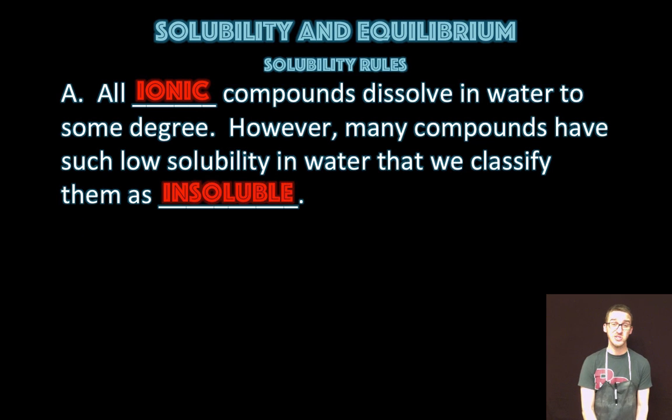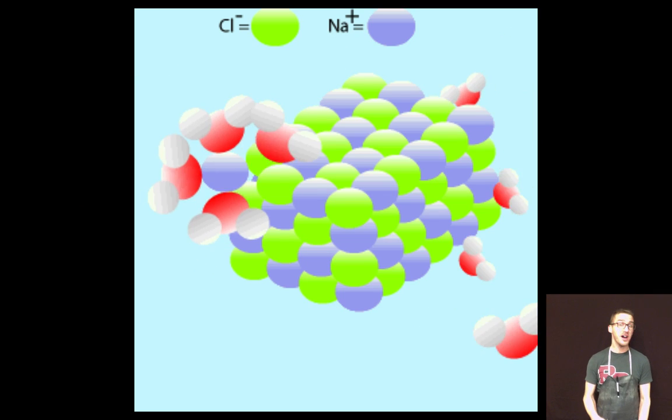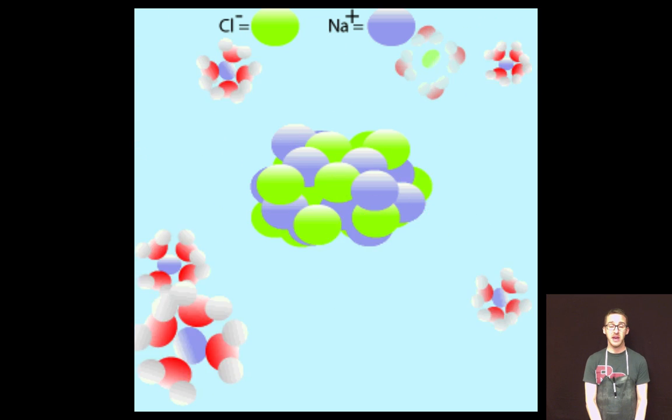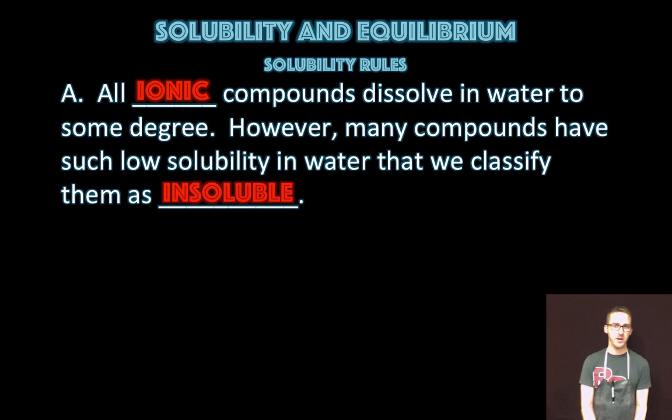Alright, so let's start this vid by talking about ionic compounds and recognize that all ionic compounds dissolve in water to some degree. Those are ion-dipole attractions between the ions in the ionic compound and water, your dipole. However, many compounds have such low solubility in water that we classify them as insoluble.